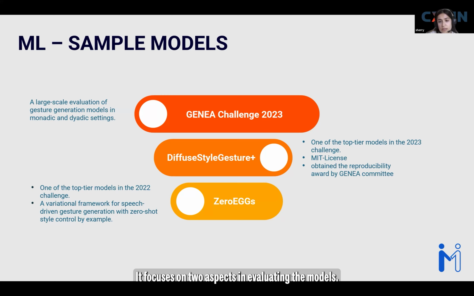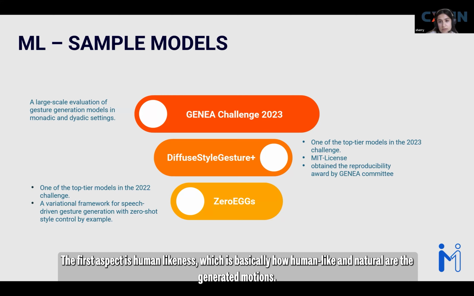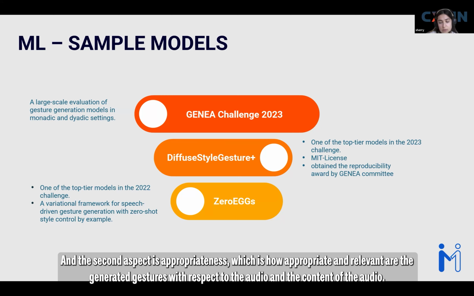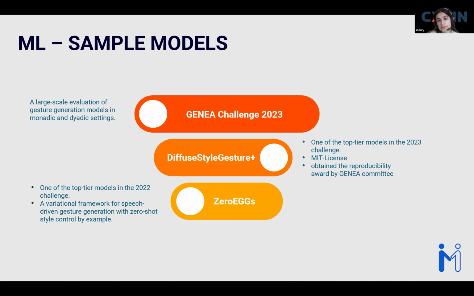It focuses on two aspects in evaluating the models. The first aspect is human likeness, which is basically how human-like and natural are the generated motions. And the second aspect is appropriateness, which is how appropriate and relevant are the generated gestures with respect to the audio and the content of the audio.